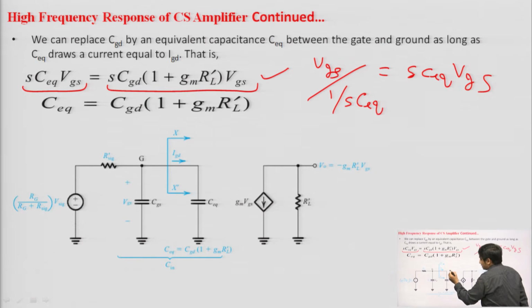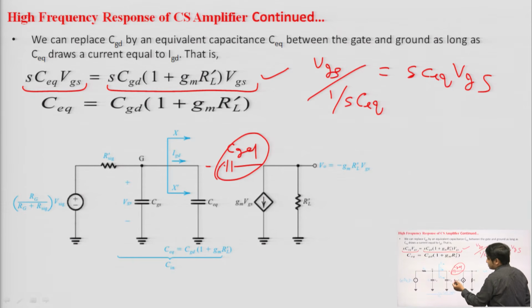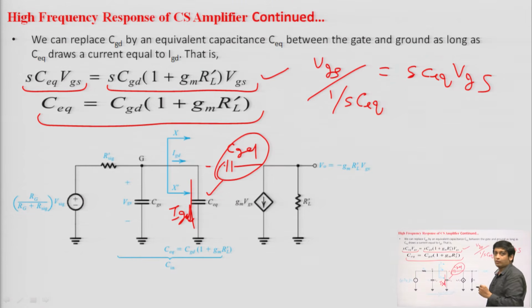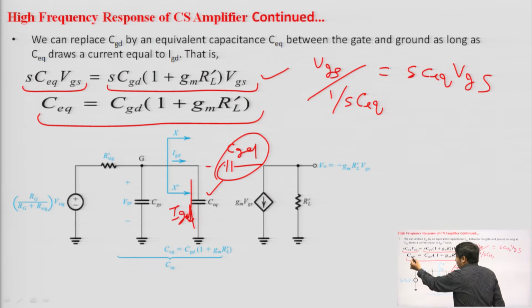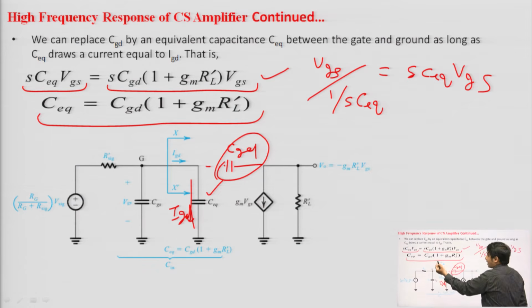Now, the capacitor which we have connected here, called CGD, is replaced with another capacitor C equivalent, and the current flowing through C equivalent is your IGD. The current should be the same, only then we can replace it. By doing this we get the expression for C equivalent: C equivalent capacitance is equal to CGD into 1 plus GMRL dash. So, the equivalent input capacitance is increased by the factor 1 plus GMRL dash.